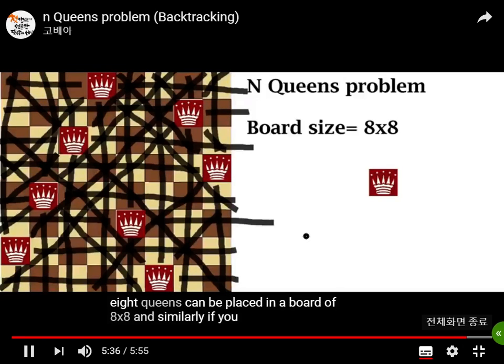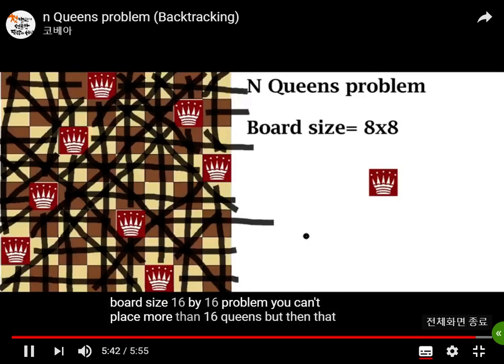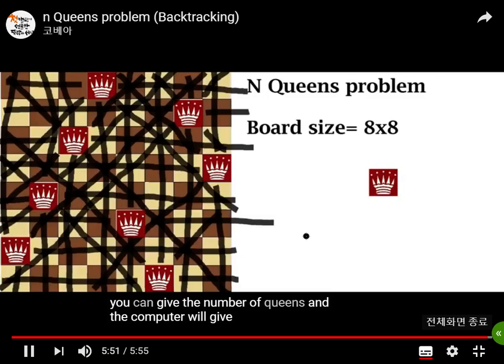And similarly, if you have an n queens board of size 16 by 16, you can't place more than 16 queens, but then that is way too complicated. You can program and set the board size, and accordingly you can give the number of queens, and the computer will give you a solution. Okay guys, thank you.